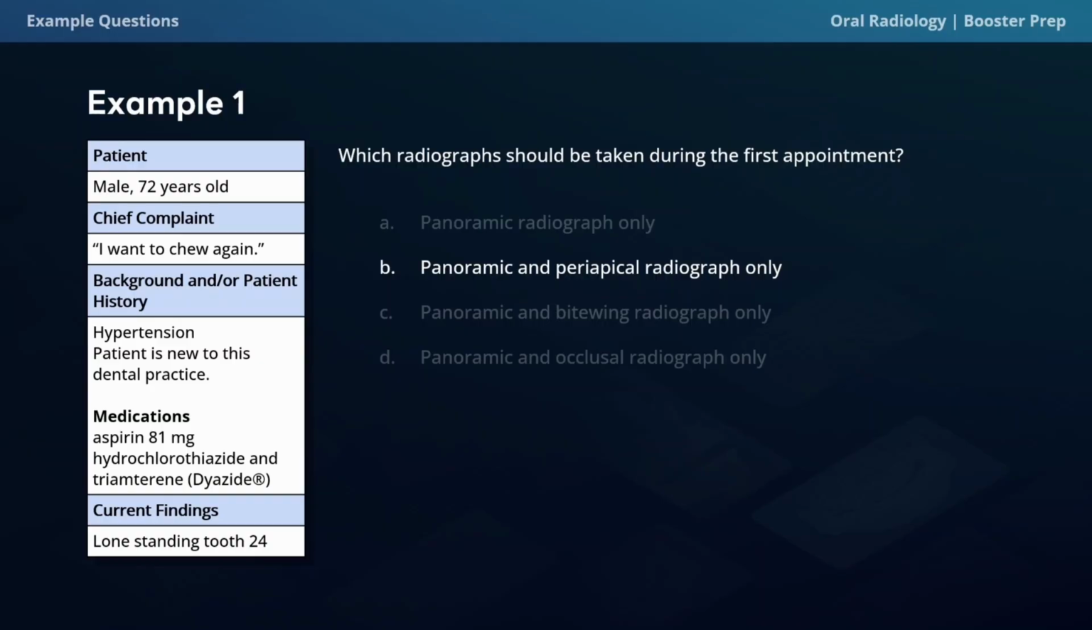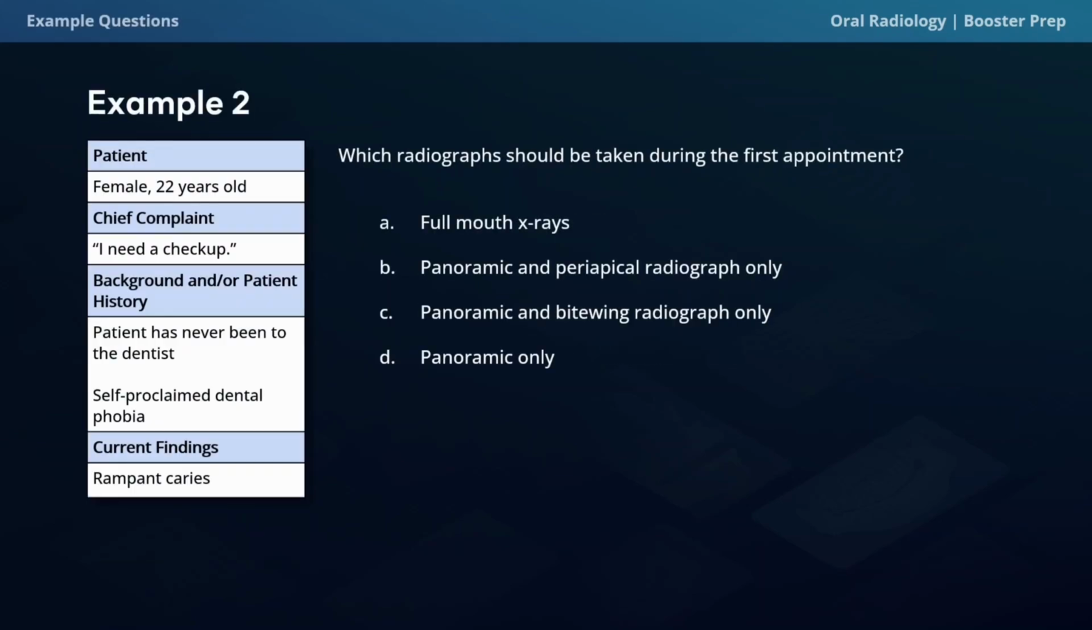This question really emphasizes the use of our best clinical judgment because we want a comprehensive view of the entire maxilla, mandible, the bone levels, and any other abnormalities that might be present, and a panoramic can really help us to provide that information, especially since this patient is a new patient. The periapical radiograph is important because it allows us to evaluate the lone standing mandibular incisor, tooth number 24, its root structure, the surrounding bone, and any other possible pathologies that tooth may have. And since the patient shared they would like to chew again, both of these radiographs, the panoramic and the periapical images, can help us with further planning for both function and for aesthetics.